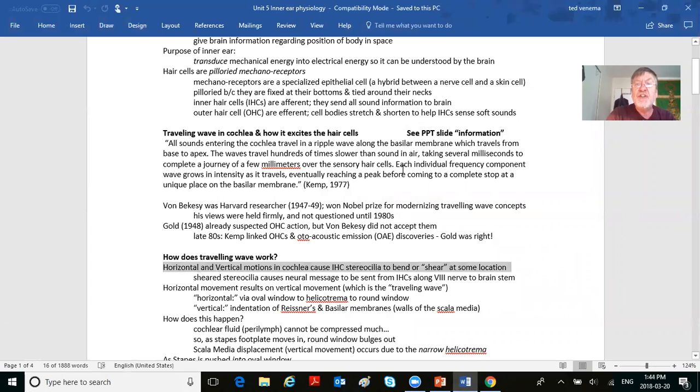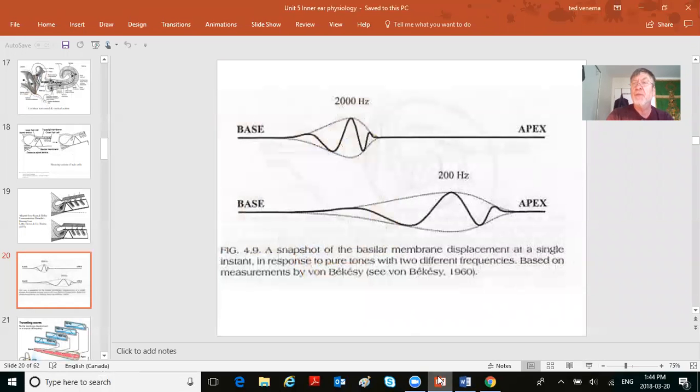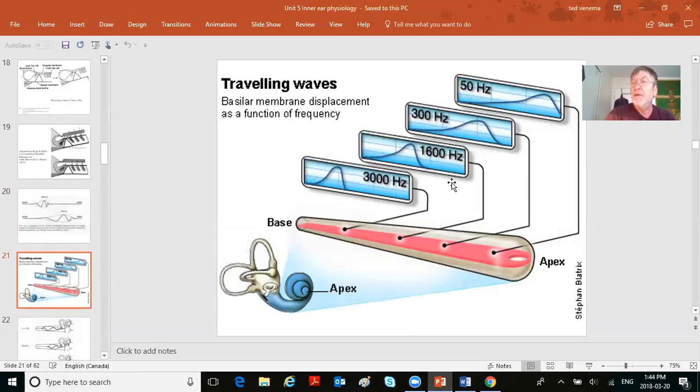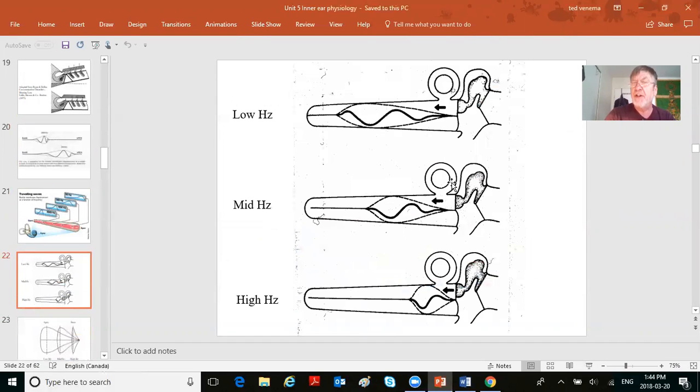So here, each individual frequency component wave grows in intensity as it travels, eventually reaching a peak before coming to a complete stop at a unique place on the basilar membrane. Thus is shown here. This wave went from left and stopped here. This wave went from left and stopped here. Either way, the waves are asymmetrical. Same here. Asymmetrical waves. Very important for understanding what's called the upward spread of masking.